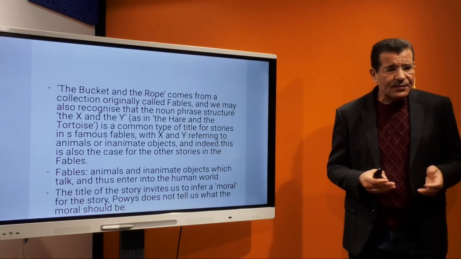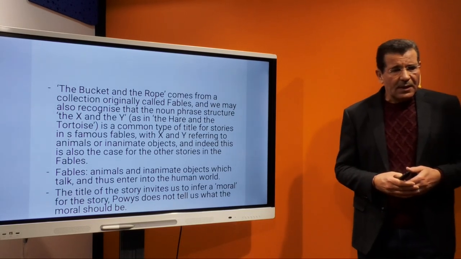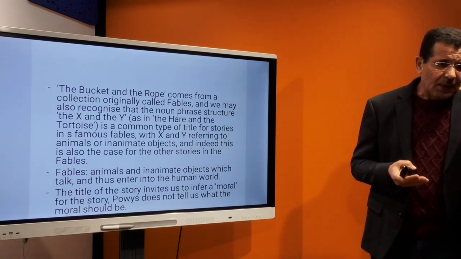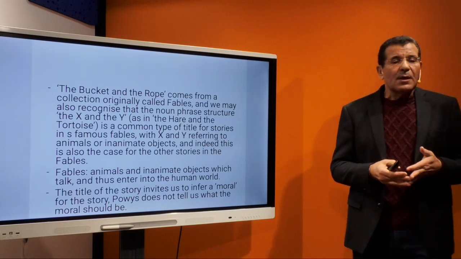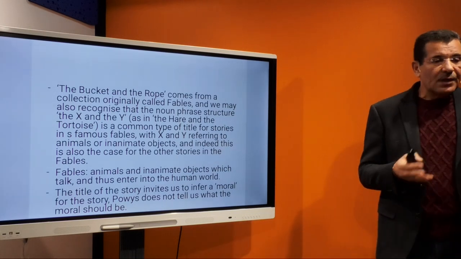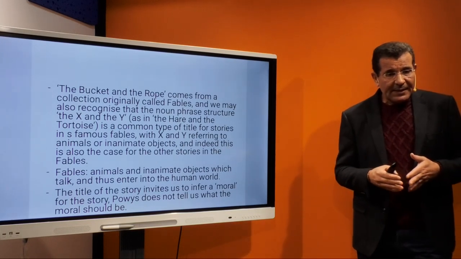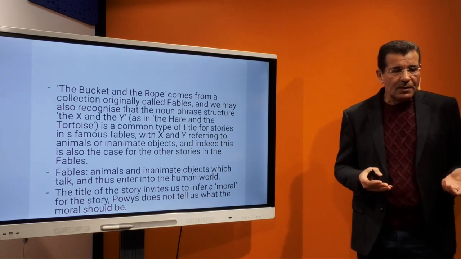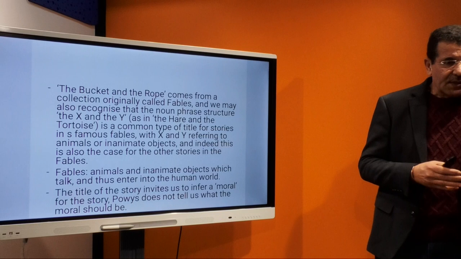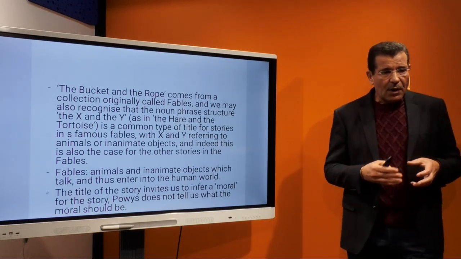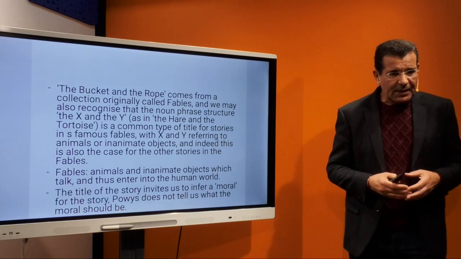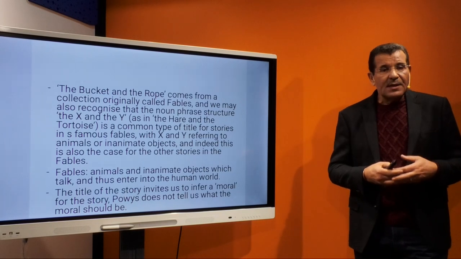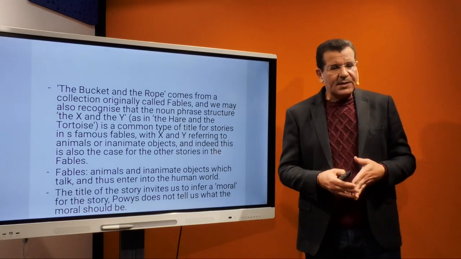So La Fontaine's fables, Kalila wa Dimna, and Bunyan's Pilgrim's Progress, also can remind you of Orwell's Animal Farm. The importance of the allegory is to raise issues, moral, political, social, but characters are animals, objects, and the title here of The Bucket and the Rope invites us to infer a moral for the story, and Powys doesn't tell us what the moral should be.